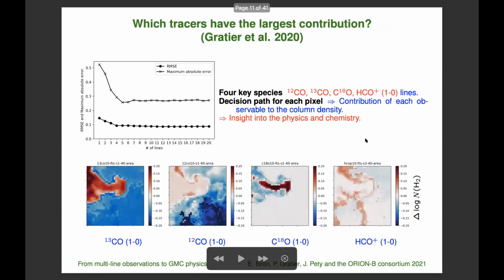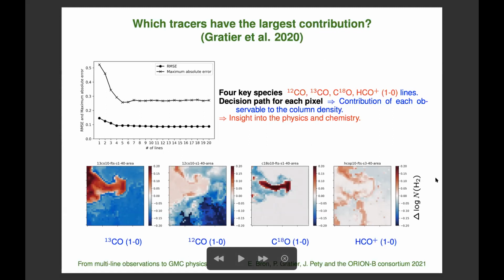One way of studying this effect is to look at the 4 key species that, on average, reconstruct the column densities: 12CO, 13CO, C18O, and HCO+. You see here the decrease of the RMS as a function of the number of lines, and you've done most of the work with the first four lines. But we can also use a decision path for each pixel of the map to study the contribution of each line to the column density, as a map, to understand where the contribution comes from.